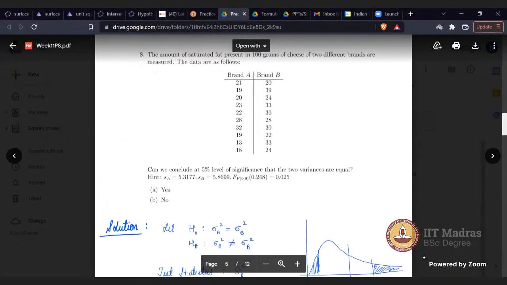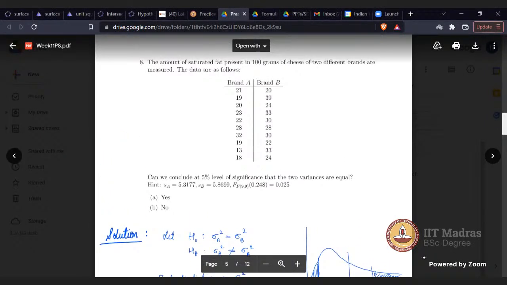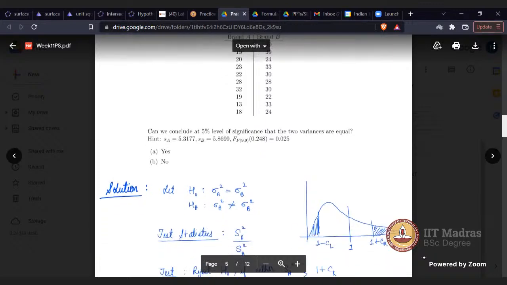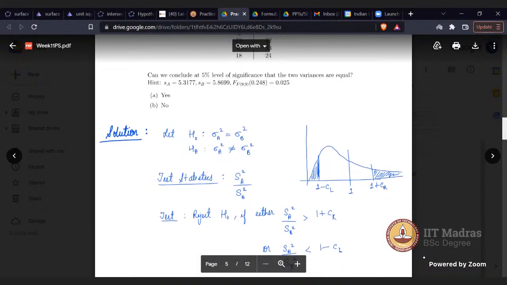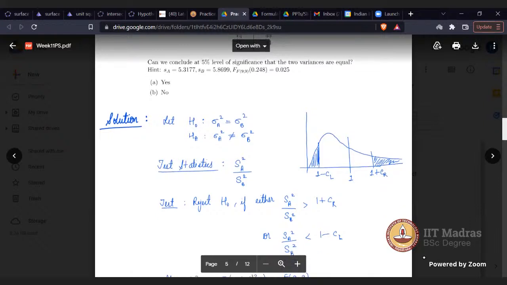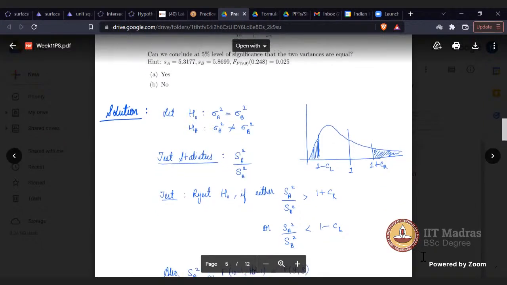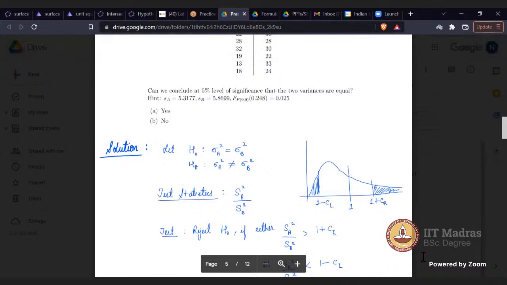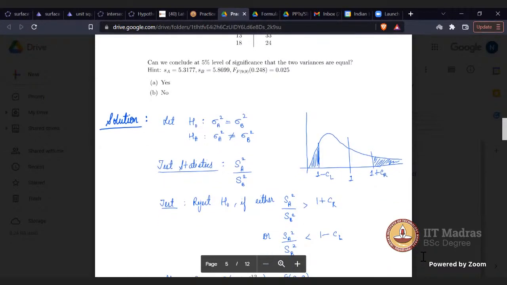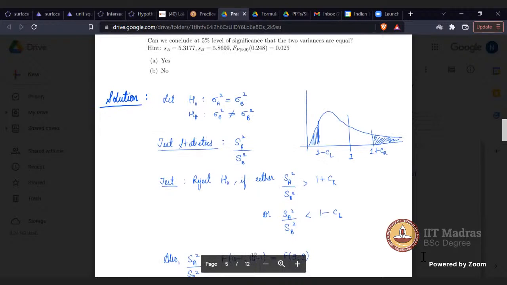Okay, so here you had one problem in the practice assignment, where you have a 2 sample F test. The test statistic, you can reject H naught if S square upon SP square is greater than 1 plus CR, or the other way. Now you look at the values that are given, find S square upon SP square, and on the basis of that, you can choose anything you want.